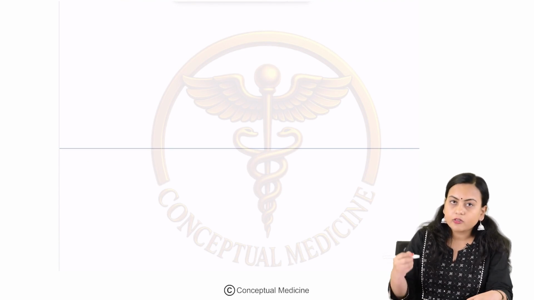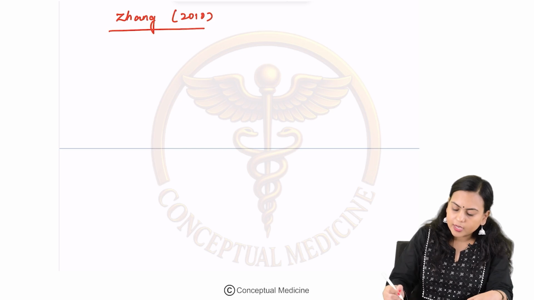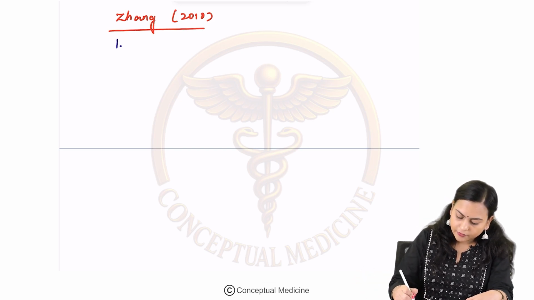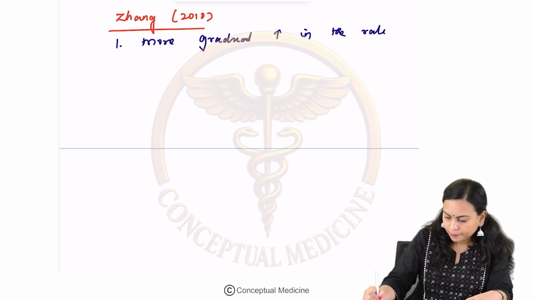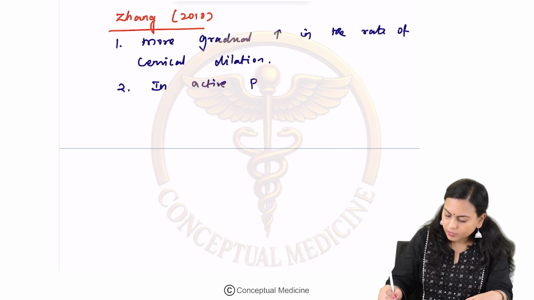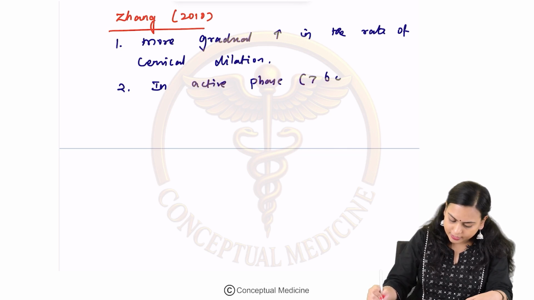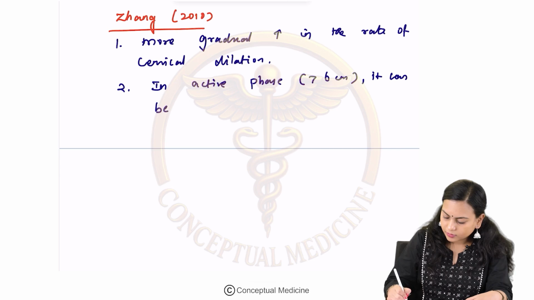Now, there was a study done by Zhang and his associates in 2010. He says that there is a more gradual increase in the rate of cervical dilatation, that means in active phase, that is more than 6 centimeters, it can be less than 1 centimeter per hour also.